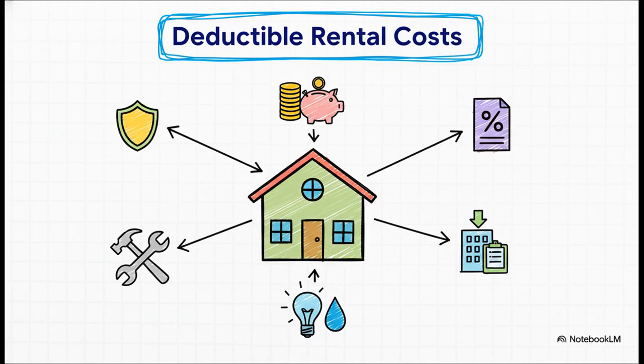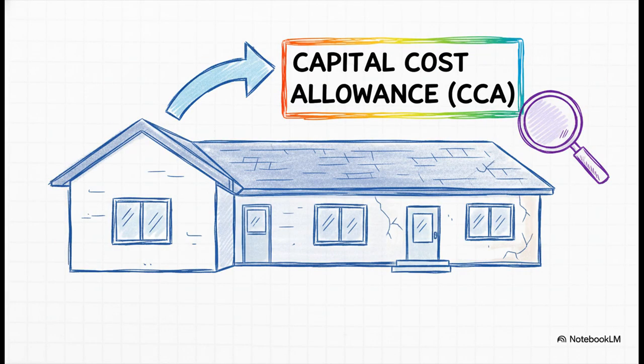But then there's a big one called capital cost allowance, or CCA, and you can just think of this as a deduction for the wear and tear on the building itself. Yep, CCA is basically the tax world's word for depreciation. It's the government's way of saying, hey, we get it, your building is a capital asset and it's getting older and losing value over time. And for a residential building, this can be a huge annual deduction that can really slash your taxable rental income.